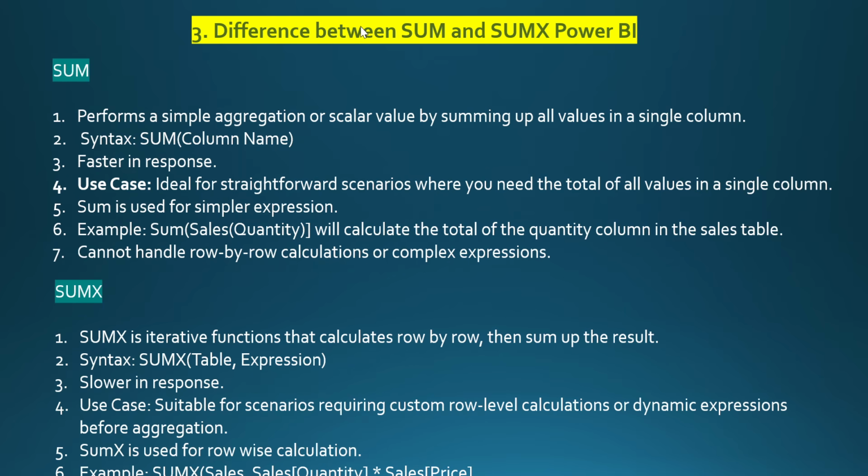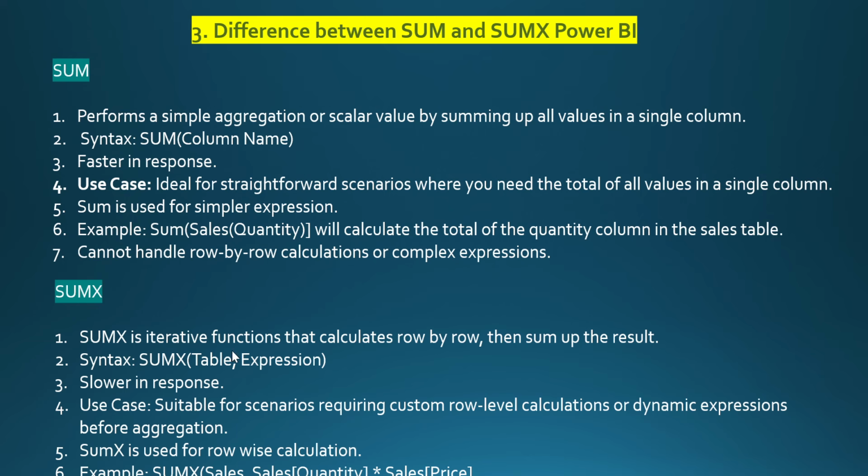Moving to the next difference, SUM versus SUMX. SUM performs a simple aggregation, a scalar value, by summing up all the values in a column of a single table. Suppose in my table there is a quantity column, and I want to know how many quantities are present. We can use SUM with table name and column name. It is faster in response, ideal for straightforward scenarios where you need the total of all values in a single column. It cannot handle row by row calculations or complex expressions. For simpler aggregations, we can use it.